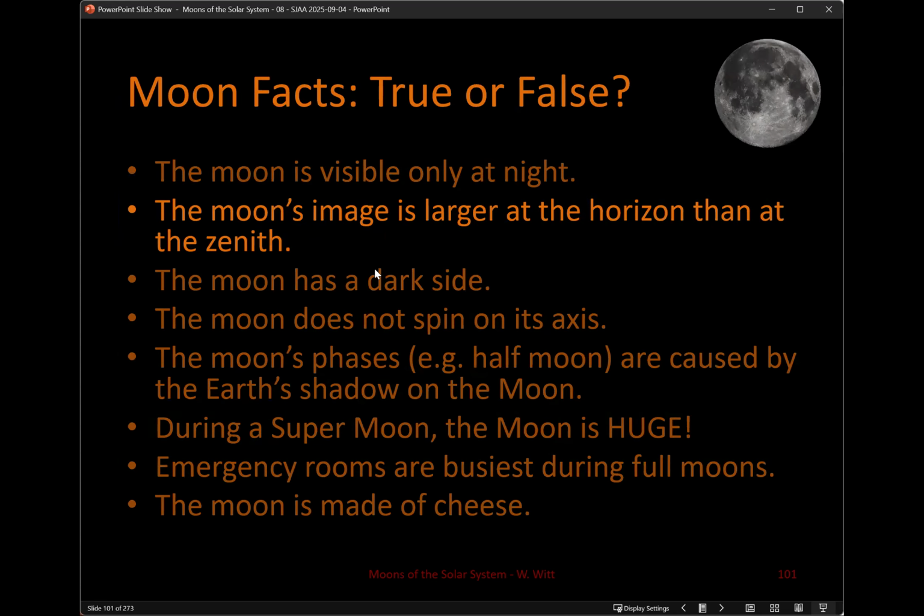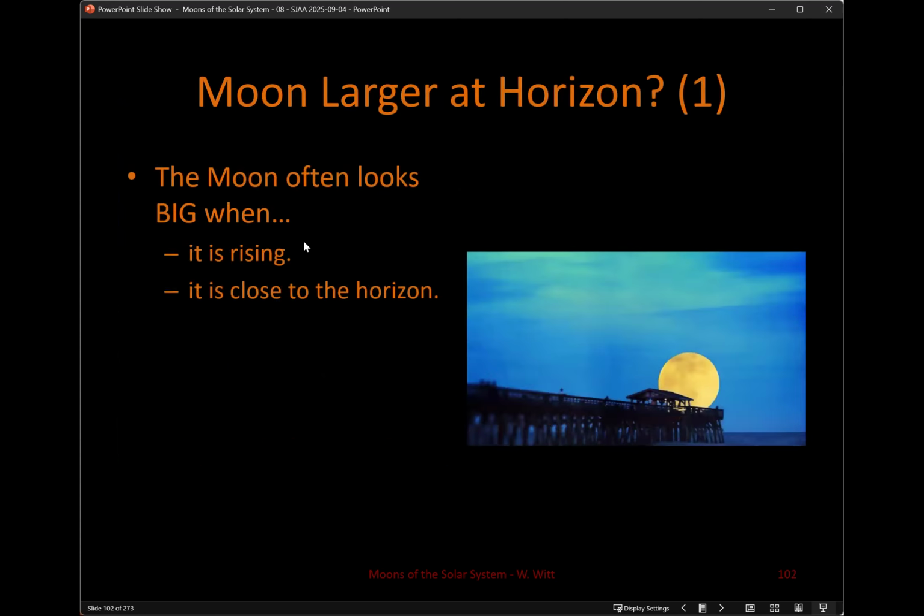Okay, the moon's image is larger at the horizon than at the zenith, zenith being the point overhead. This is a very common idea, because the moon often does look really big when it is rising, when it's close to the horizon, just hovering over some houses or something like that. But I got bad news for you. This is just an illusion, regardless of how convincing it seems.